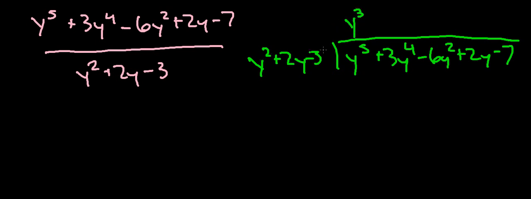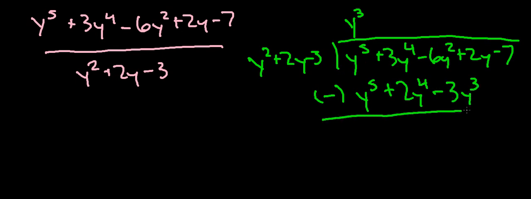Now we multiply the divisor by y cubed. Y cubed times y squared, it's y to the 5th. Y cubed times 2y, that's going to be positive 2y to the 4th. And then minus 3 times y cubed, so minus 3y cubed. Subtract all these out, our y to the 5ths cancel. We have y to the 4th and minus 3y cubed. We have no y cubed term over here, so this becomes positive 3y cubed.